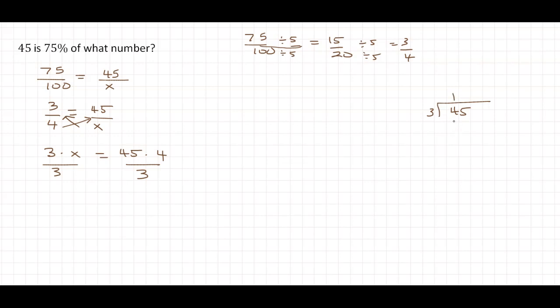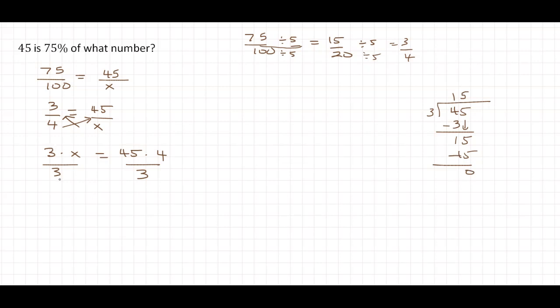1 multiplied by 3, we have 3. We subtract, we're left with 1 here, and then we bring down a 5. 15 divided by 3, we have 5. 5 times 3, we have 15, and then a remainder of 0.